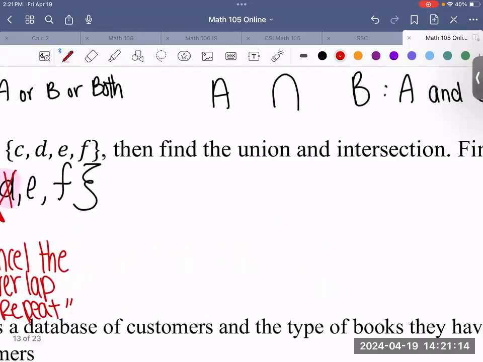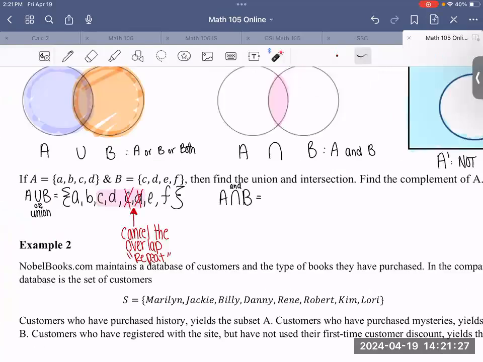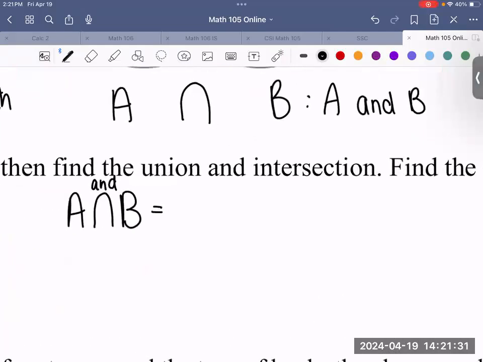So if that's union, let's look at intersection. Intersection being A and B. So this one's pretty straightforward, right? Well, it just says take A and B overlap. Well, A and B, we just said overlapped with elements C and D.